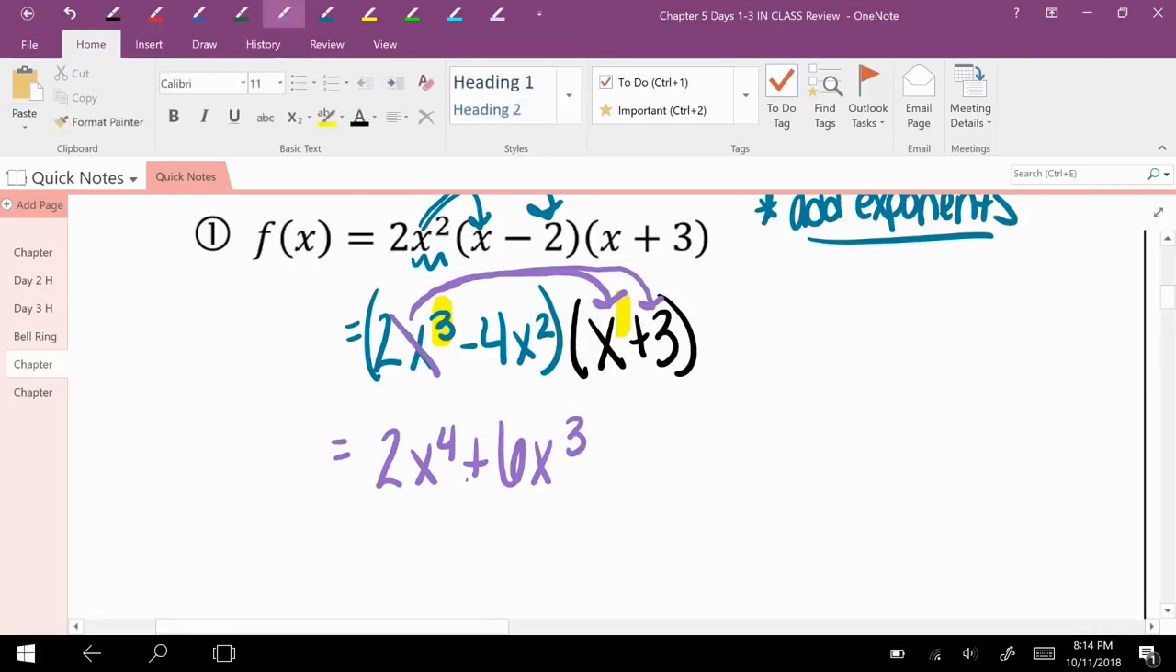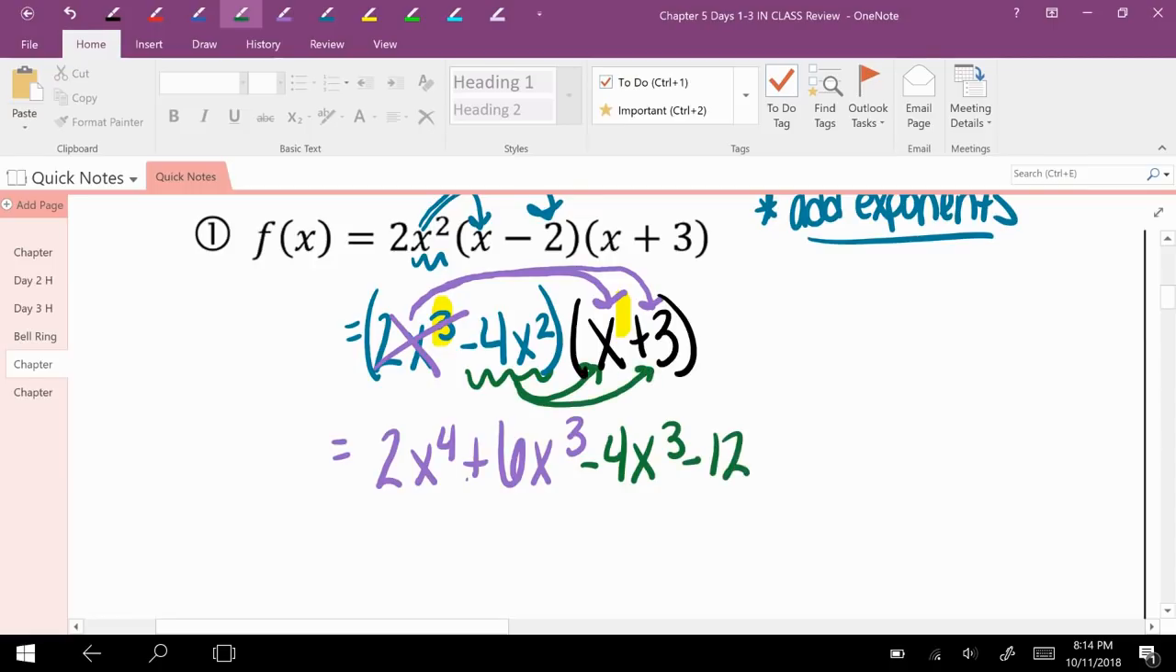Now this guy is done. Some people like to cross it out when they're done so they know that we can move on. Now this guy, remember that negative 4x squared, that negative is attached. So negative 4x squared times x gets me negative 4x cubed. Again, because x squared times x is a total of 3 x's. Negative 4x squared times 3 gets me negative 12x squared. Okay? So now I have these two together.